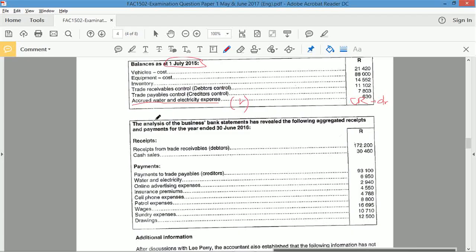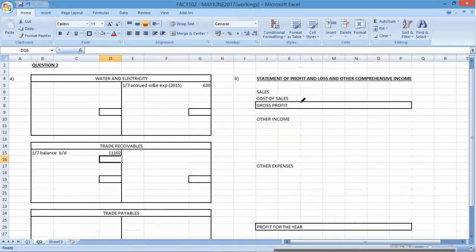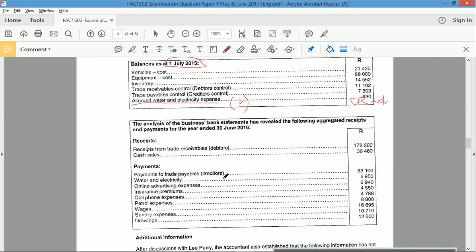What else do they want? Trade payables, which was 7803. 7803 balance brought down. And that's it. So those are the only balances that I'm actually going to have to post to my general ledger.